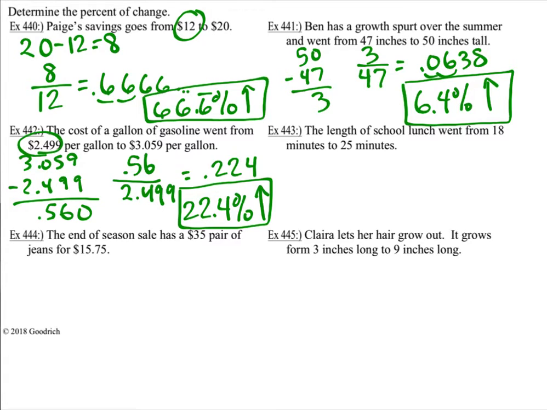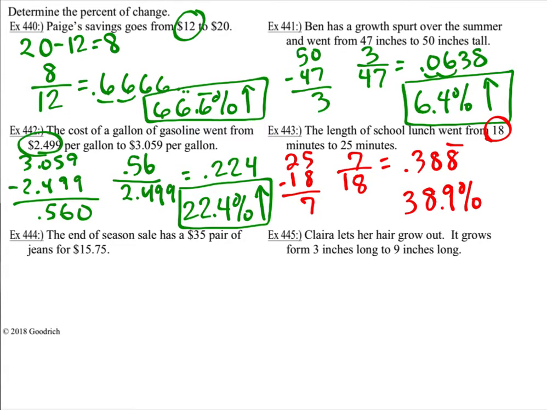Example 443. Let's change the color here. The length of school lunch went from 18 minutes to 25 minutes. First, we would take 25 minus 18 and find that it did change by 7 minutes. Take the 7 minutes compared to the 18 minutes that it was originally. That would be the original amount. So 7 out of 18 would be 0.3888, well, with the 8 just continuing to repeat. This would round to 38.9%, and it did increase, so we call this a 38.9% increase.